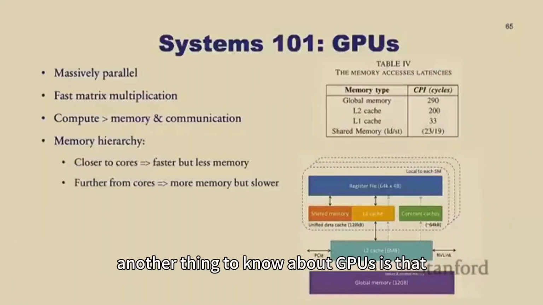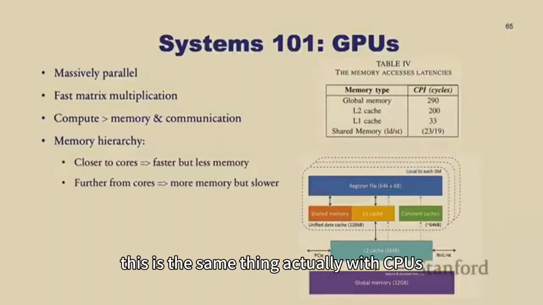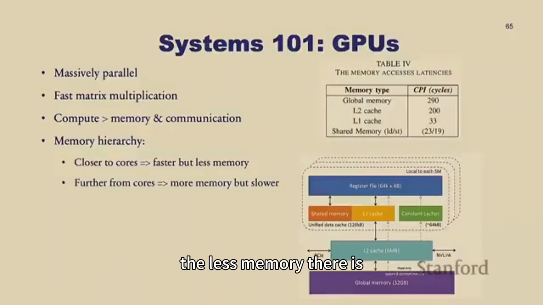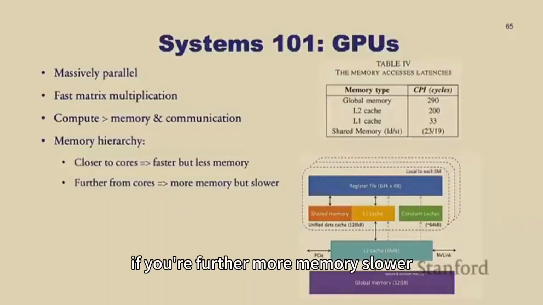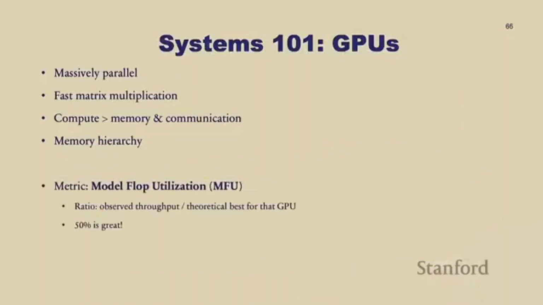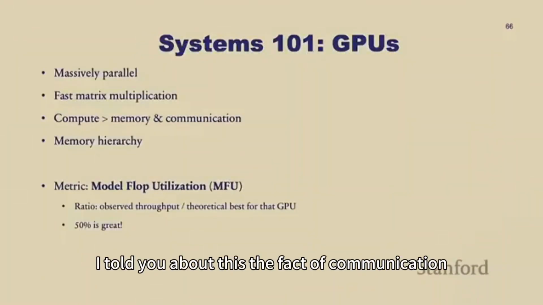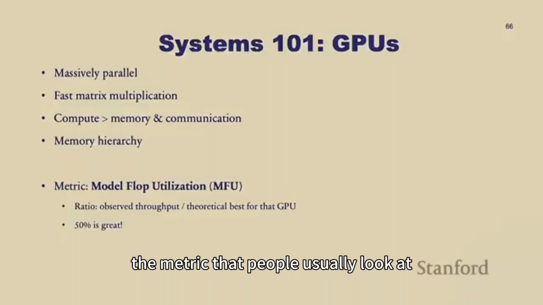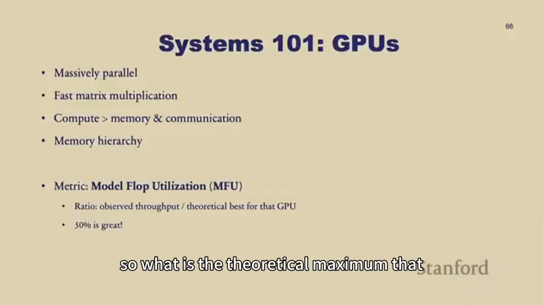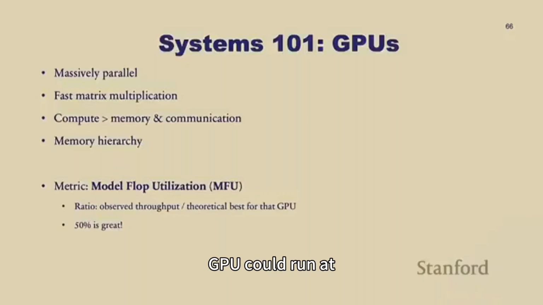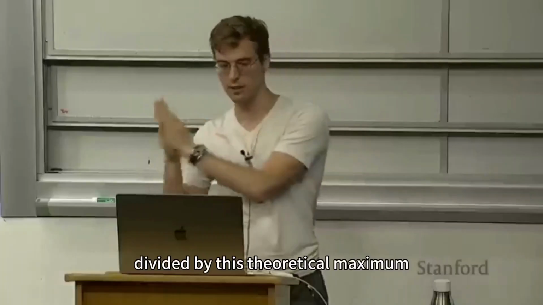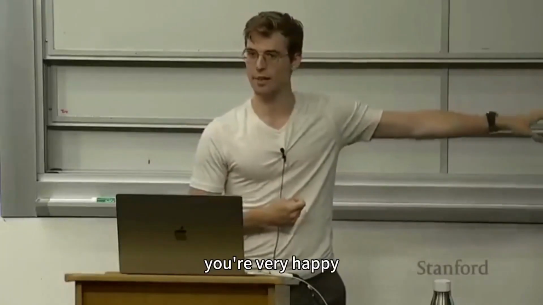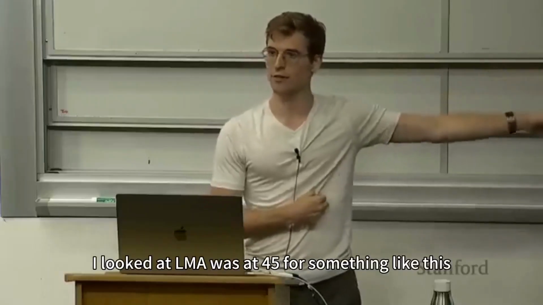Another thing to know about GPUs is that there's a memory hierarchy. It's the same with CPUs: the closer you are to your cores, the less memory there is, but the faster things run. If you're further away, there's more memory but it's slower. I told you about the issue of communication. The metric people usually look at is model flop utilization: the theoretical maximum number of flops per second that a GPU could use, versus the observed throughput divided by this theoretical maximum. In general, if you reach 50%, you're very happy. For example, Facebook's LLaMA was at 45% or something like this.